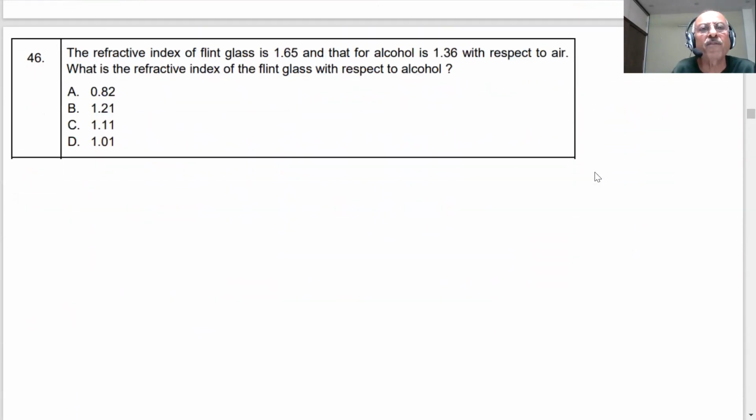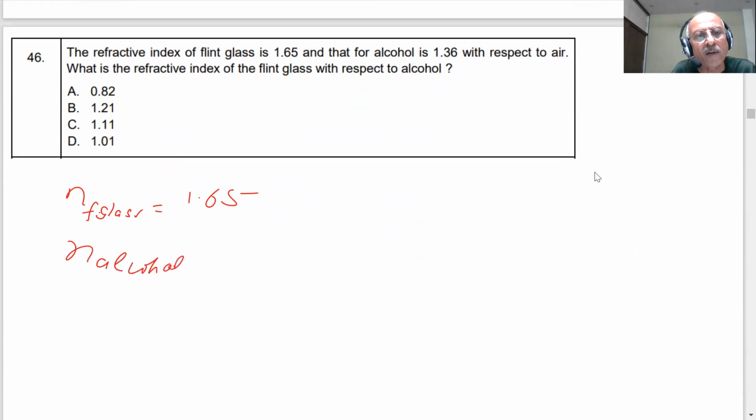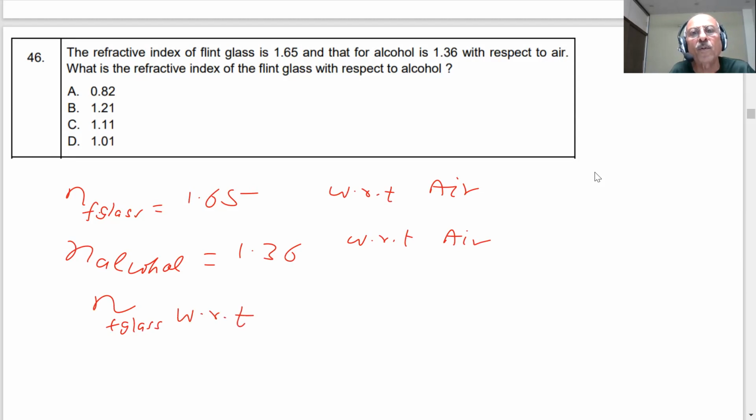The refractive index of flint glass is 1.65, and the refractive index of alcohol is 1.36, both with respect to air. Now it says, what is the refractive index of flint glass with respect to alcohol? You want to find the refractive index of flint glass with respect to the refractive index of alcohol.